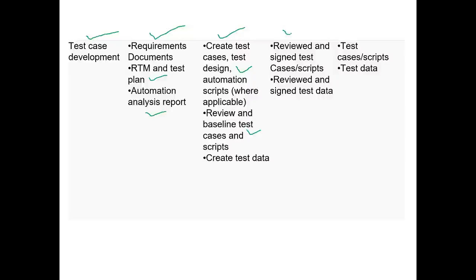What is the exit criteria here? When you come out of this phase, what should you have? You should have reviewed and signed test case scripts, and reviewed and signed test data. So these are the deliverables: test cases and test data must be with you in this phase. This is what you analyze in the modified V model, the entry and exit criteria of each phase. This is what we have seen in the modified V model.